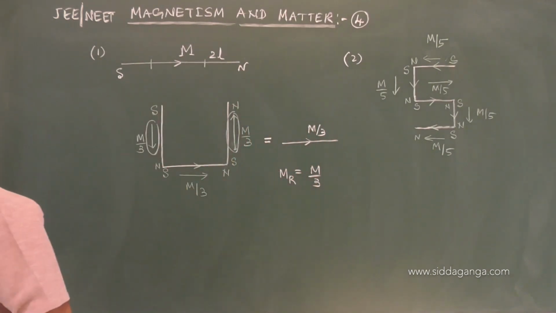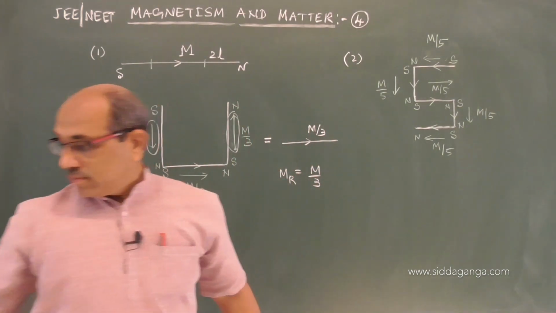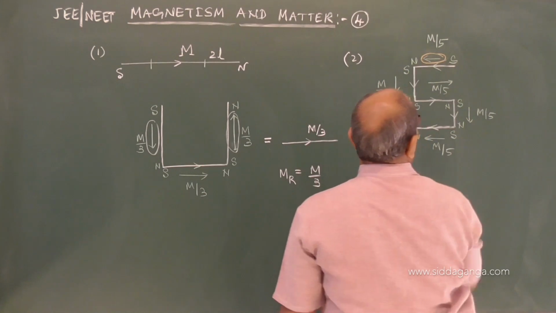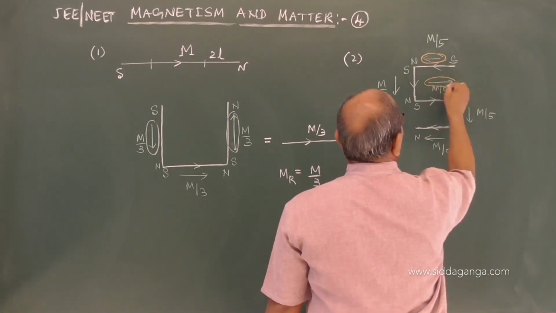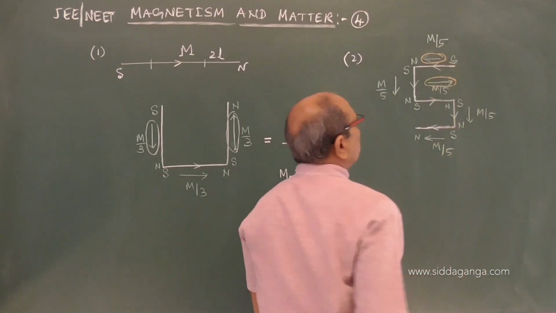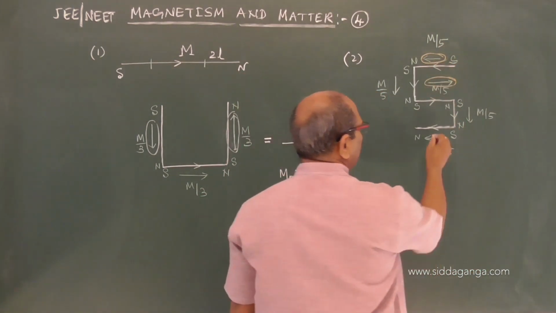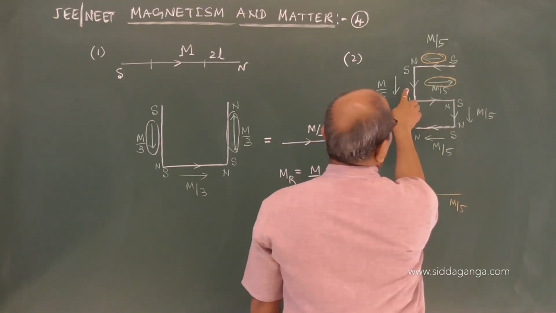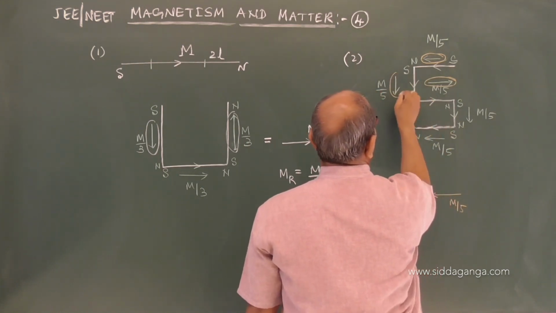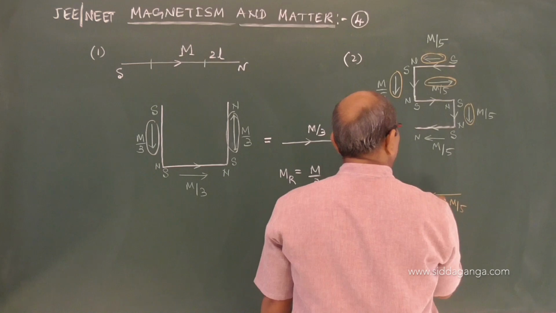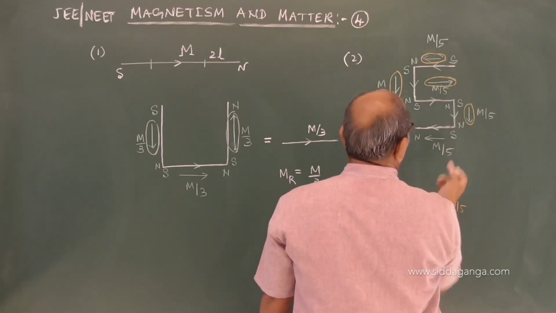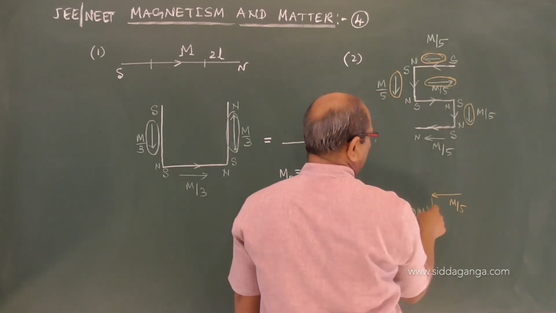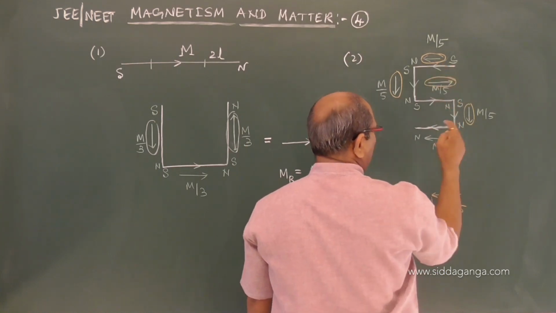But when you look into these two, so this is one, and again you look into this, they are in opposite direction. They mutually cancel. Only one remains, it is m by 5. And if you take these two, they are in the same direction. Therefore, they get added like this. It is 2m by 5. Both are added together, but these two cancel and one remains.